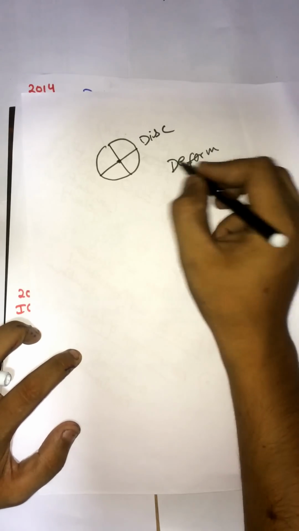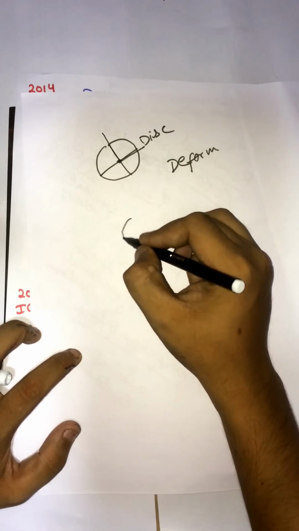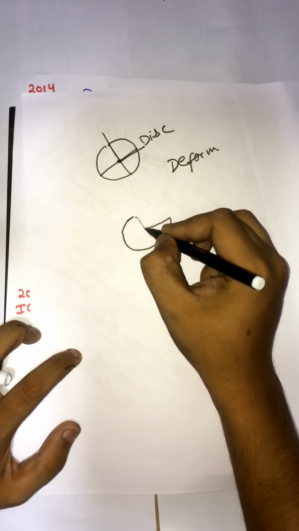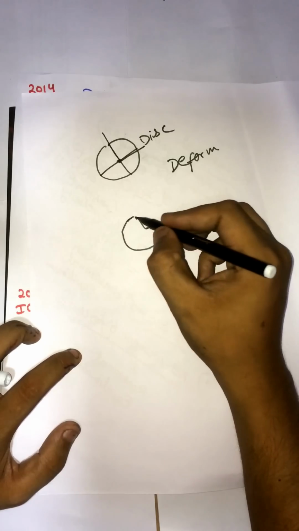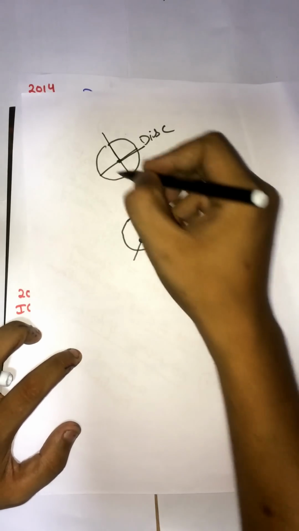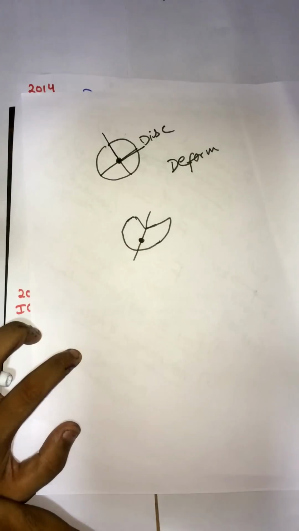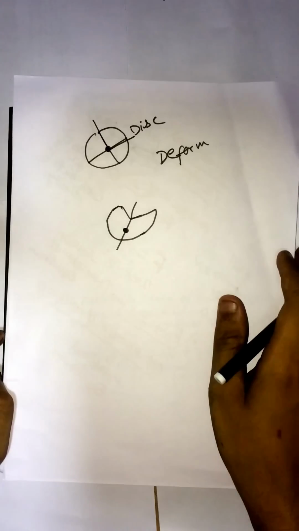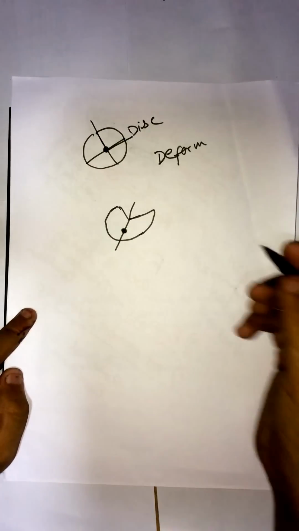What will happen if I deform this? Suppose I cut this part out. The body will be like this. Now where will be the center of gravity? Definitely the center of gravity will be somewhere here. Earlier the center of gravity was here. So the center of gravity has shifted. So definitely if you deform a body, center of gravity changes.